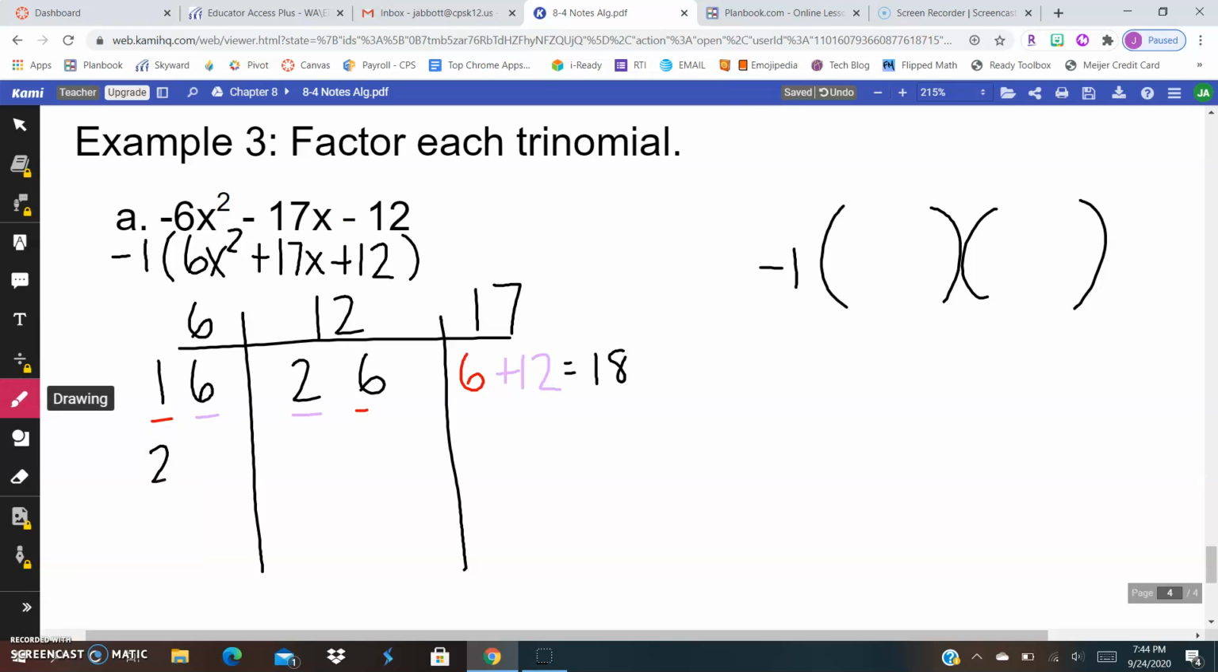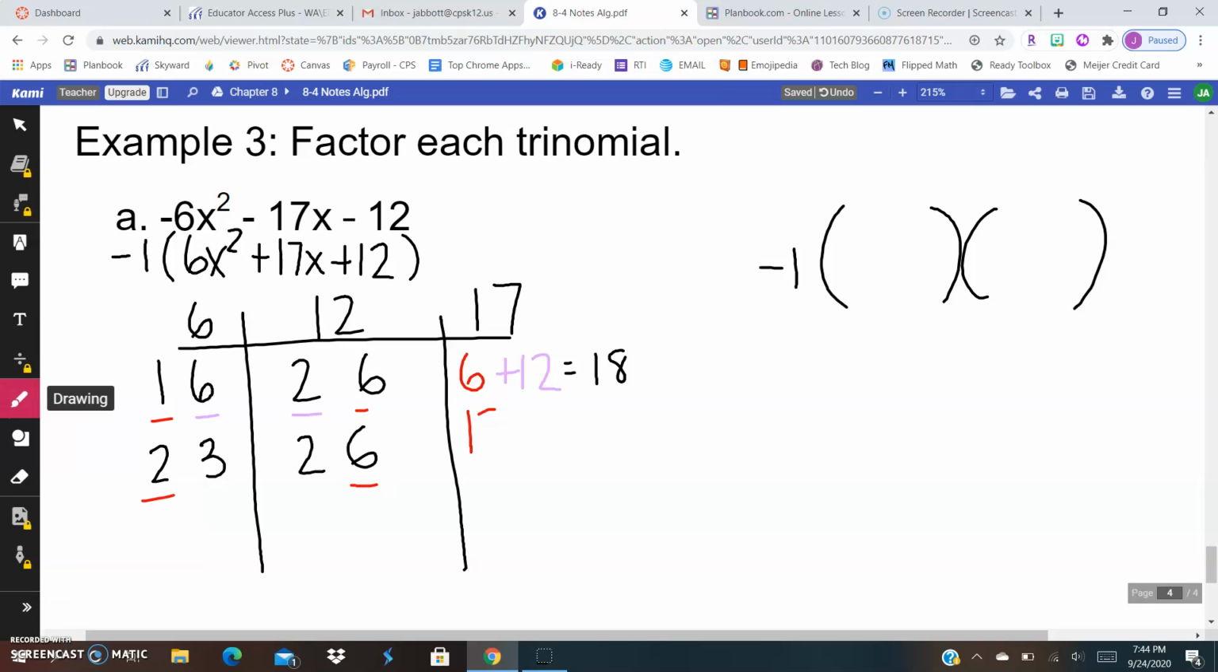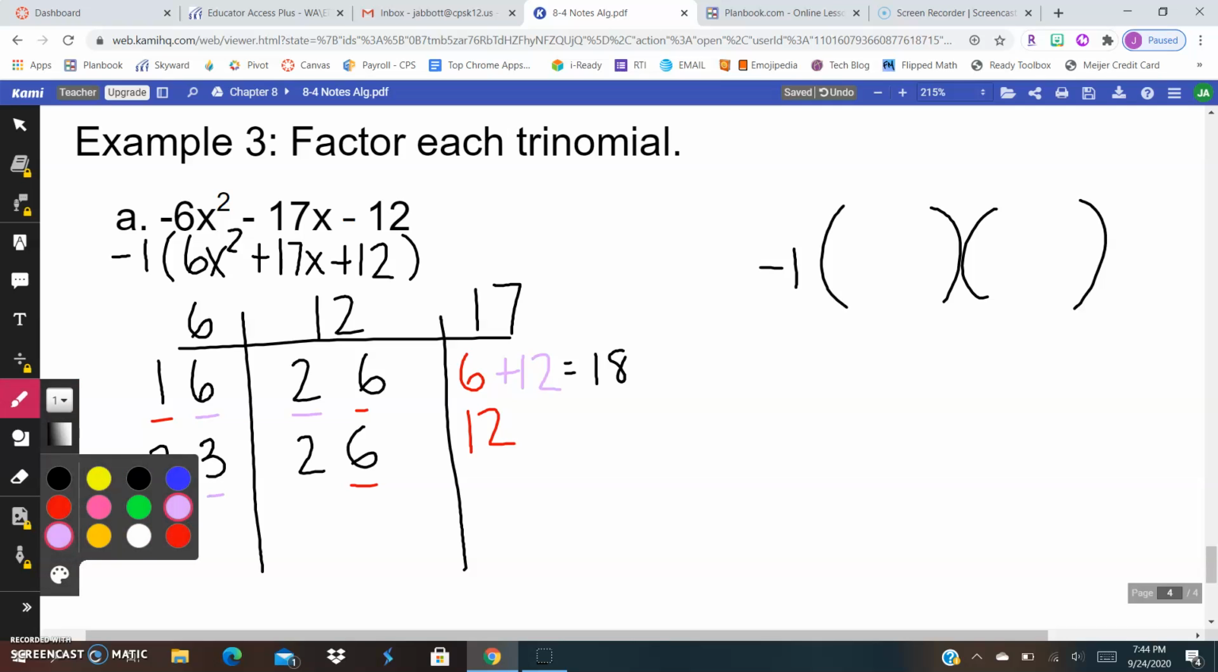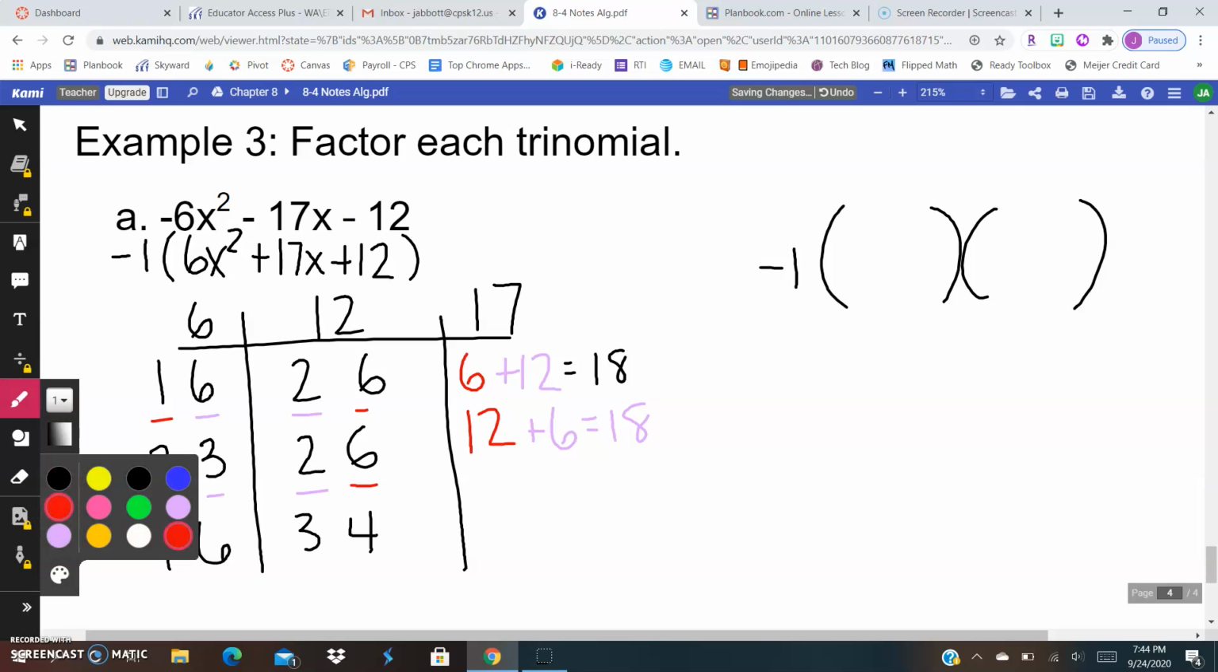Okay, we could do 2 and 3 and 2 and 6. My outside is 2 times 6, which is 12. And the inside is 3 times 2, that's 6. Gives me 18. I could do 1 and 6 and 3 and 4. So my outer 2 numbers would be 1 and 4. That would give me 4. And the inner numbers would be 6 times 3, that would be 18. So that's going to give me 22.